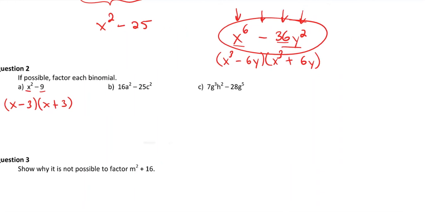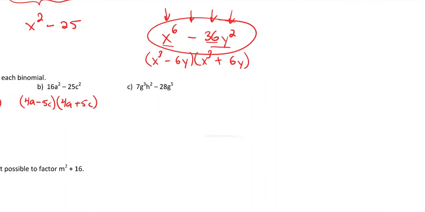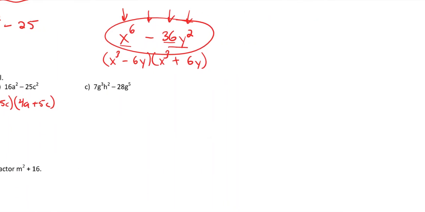Okay? Next one, throw your brackets down. Square root of 16 is 4, so they both get a 4. Square root of a squared is a. They both get one. Square root of 25 is 5, so they both get one of those. Square root of c squared is c. One's a minus, one's a plus. Done. All right. Now, this one's not as bad as you think.